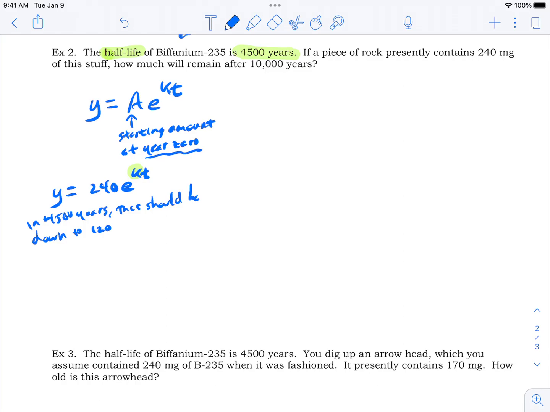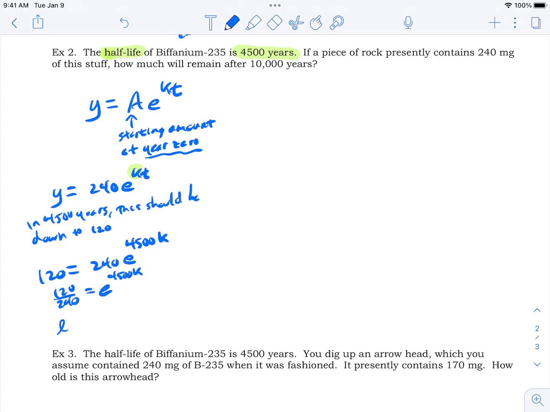We'll just kind of make it up. If we did wait 4,500 years, that 240 would be half. It would be 120. So I'll just plug that in and solve it. 120 equals 240 times e to the, what am I plugging in? I'm plugging in 4,500 for t times k. There's our little equation that we can solve for k. You solve this one by, well, first divide both sides by 240. Equals e to the 4,500k.